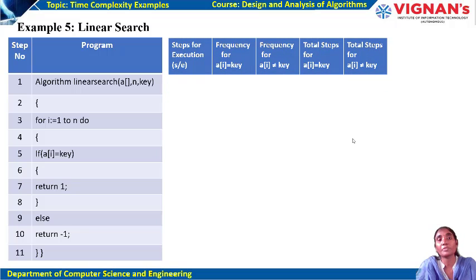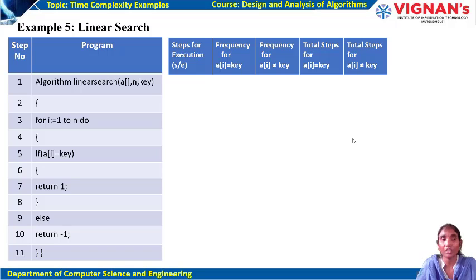So now, steps per execution, frequency for A of i is equal to key, frequency for A of i not equal to key, total steps for A of i is equal to key, and total steps for A of i not equal to key. Within the for loop, I have two conditions, whether the element is found or not found. So for them I have two more columns, right?